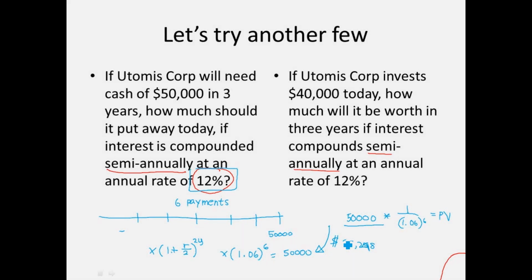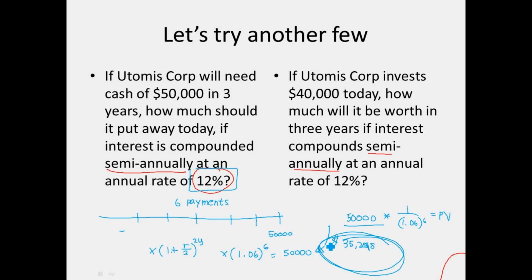How about the other direction? If I invest $40,000 today, how much will it be worth in 3 years if it compounds at a semi-annual rate of 12%? Nope, stop, don't tell me the answer yet. We just solved this one and we all agree. If I put in $35,000 and I have all the same conditions, at the end of 6 periods, it's going to be worth 50. So now I'm telling you, you're going to put in 40. What must your answer be?